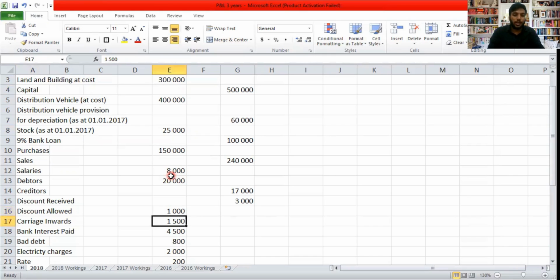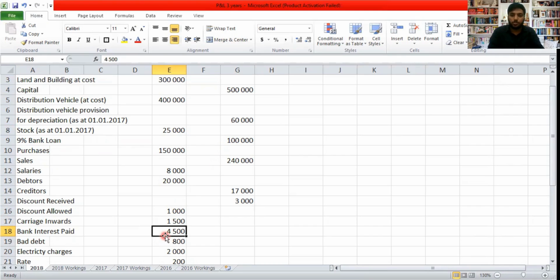Then we move on to carriage inward. It is the amount of expenses which you incur when you are bringing the product into the business. That expense is a part of purchases, so you need to add it under the purchases column in the income statement. Bank interest paid is the actual amount they have paid. Here you saw 9% is the bank loan, so 100,000 into 9% is 9,000, but they have only taken 4,500.